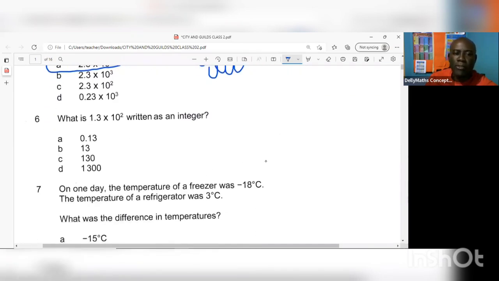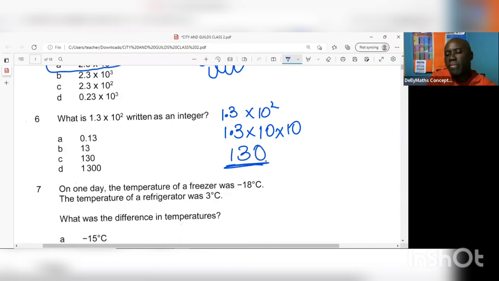What is 1.3 times 10 to the second power? 1.3 times 10 to the second power is really 1.3 times 10 times 10, which is 100. So we're looking at 130.